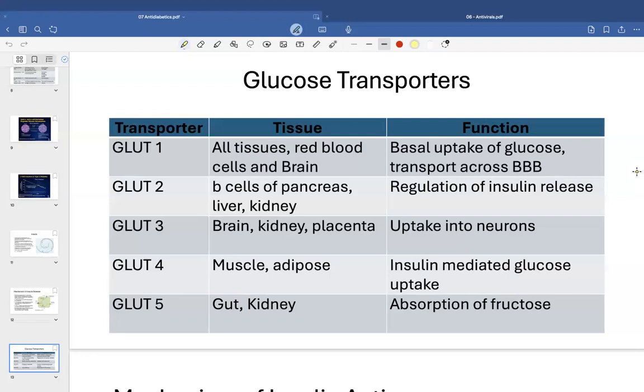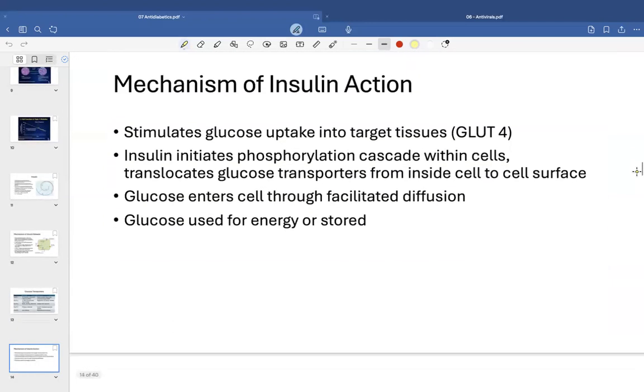All right, so getting back to insulin, that's our focus today. This is a hormone that works to stimulate glucose uptake into target tissues, particularly via the GLUT4 transporter. So insulin, when it activates its receptor, initiates a phosphorylation cascade, basically takes that glucose transporter, makes it active, presents it to the outside of the cell, and then that can carry the glucose into the cell through facilitated diffusion. And now that the glucose is in the cell, it can be stored, it can be used for energy, etc.